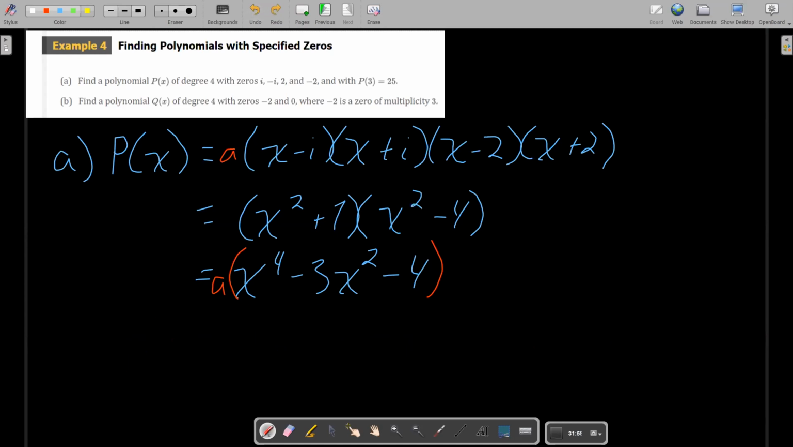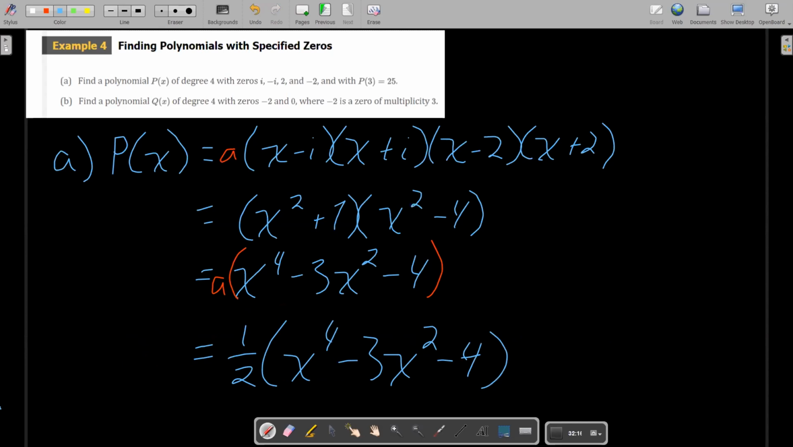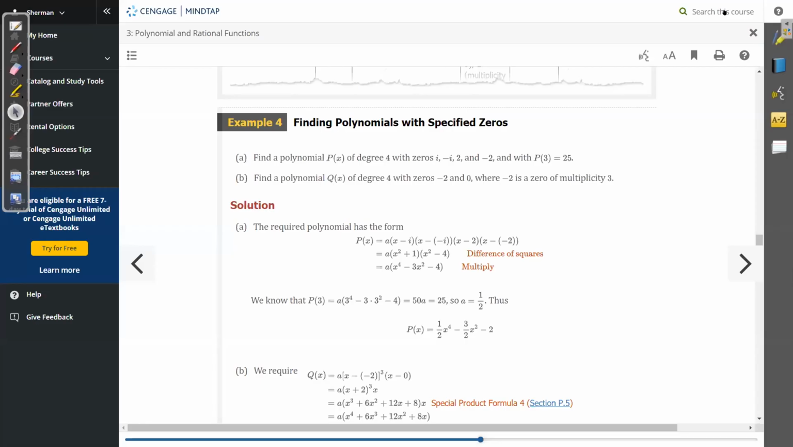So therefore we have 1/2. This doesn't say integer coefficient, so 1/2 times x to the 4th minus 3x squared minus 4. And that's that. Now we have our polynomial P of x, where P of x equals 1/2 times the quantity x to the 4th minus 3x squared minus 4, and P of 3 will equal 25 now. So that's what you do when you are given a value like P of 3. I'm going to snip this again and do B.